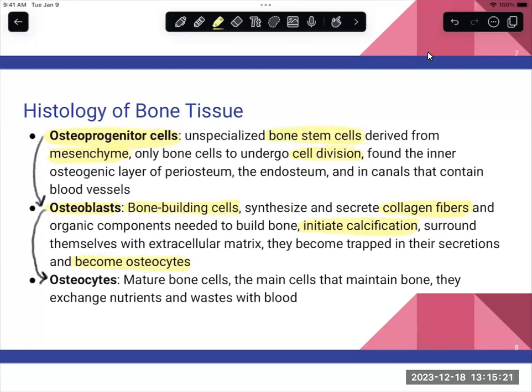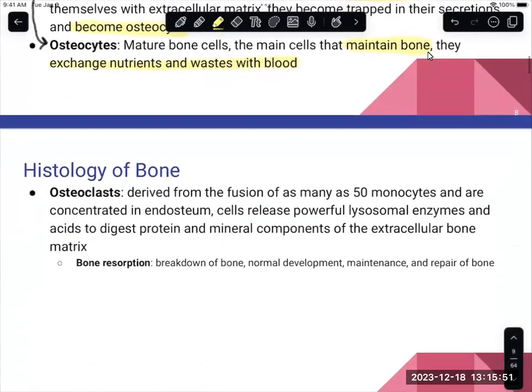Osteocytes maintain the bone. They monitor any and all bone that's around them. They get nutrients and they get rid of wastes. Because these cells are maintaining, they're monitoring, they have to be able to maintain their cellular function so they can monitor that bone around them. And all cells create waste products, so they have to be able to get rid of them.